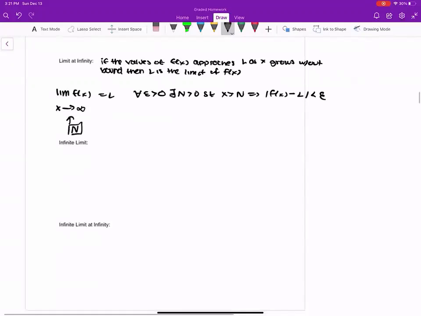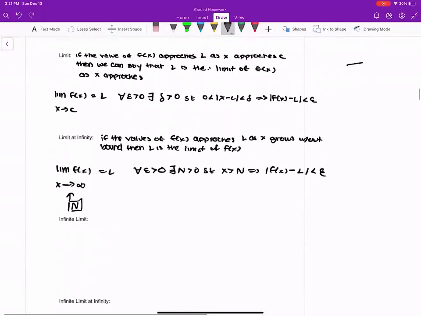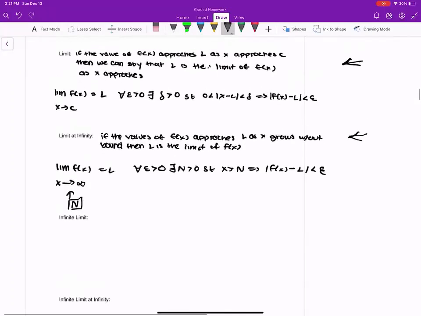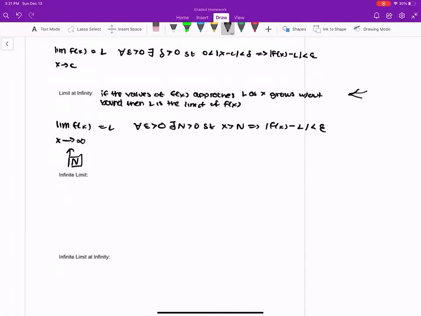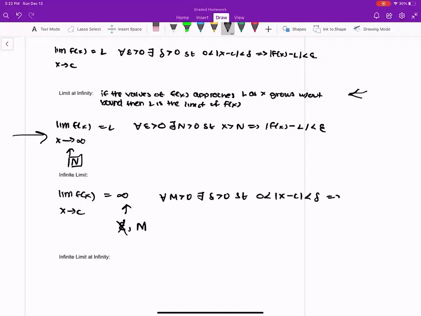For the infinite limit, similar to the last two, you'd word it the exact same way, and to save time, I will just skip the steps and just write that. So this would be limit of f of x as x approaches C equals infinity. So notice here that you have infinity, so instead of epsilon, you would write M. So for all M greater than 0, there exists a delta greater than 0 such that if the inequality holds, it implies that f of x is greater than M.